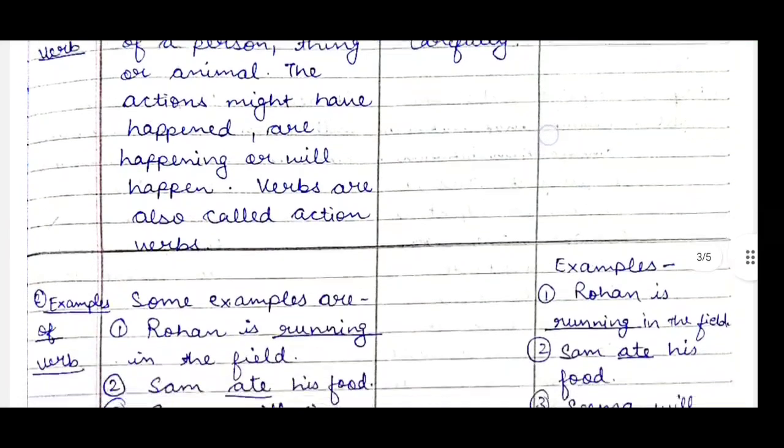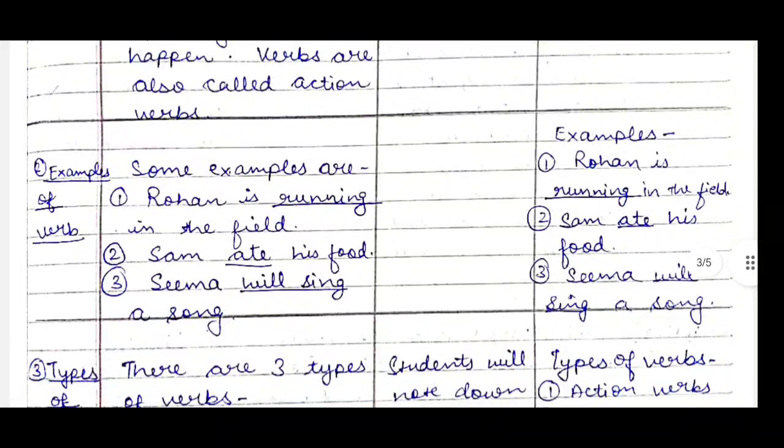Okay. Second teaching point will be examples of verbs. Now after explaining what verbs are, we will give them examples. So some examples are: Rohan is running in the field, Sam ate his food, Seema will sing a song. These three verbs are defining the actions that have taken place in different time periods.